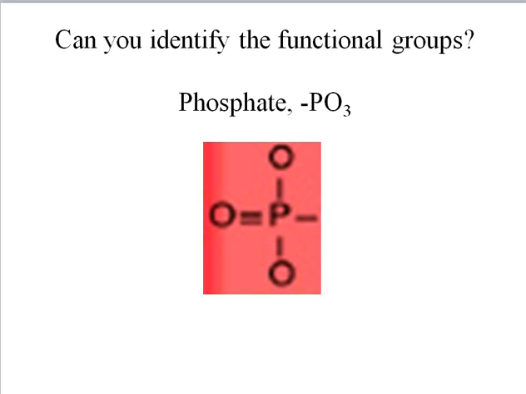Phosphorus and 3 oxygen atoms make up a phosphate group. Among other molecules, phosphate groups are abundant in nucleic acids, for example, DNA.